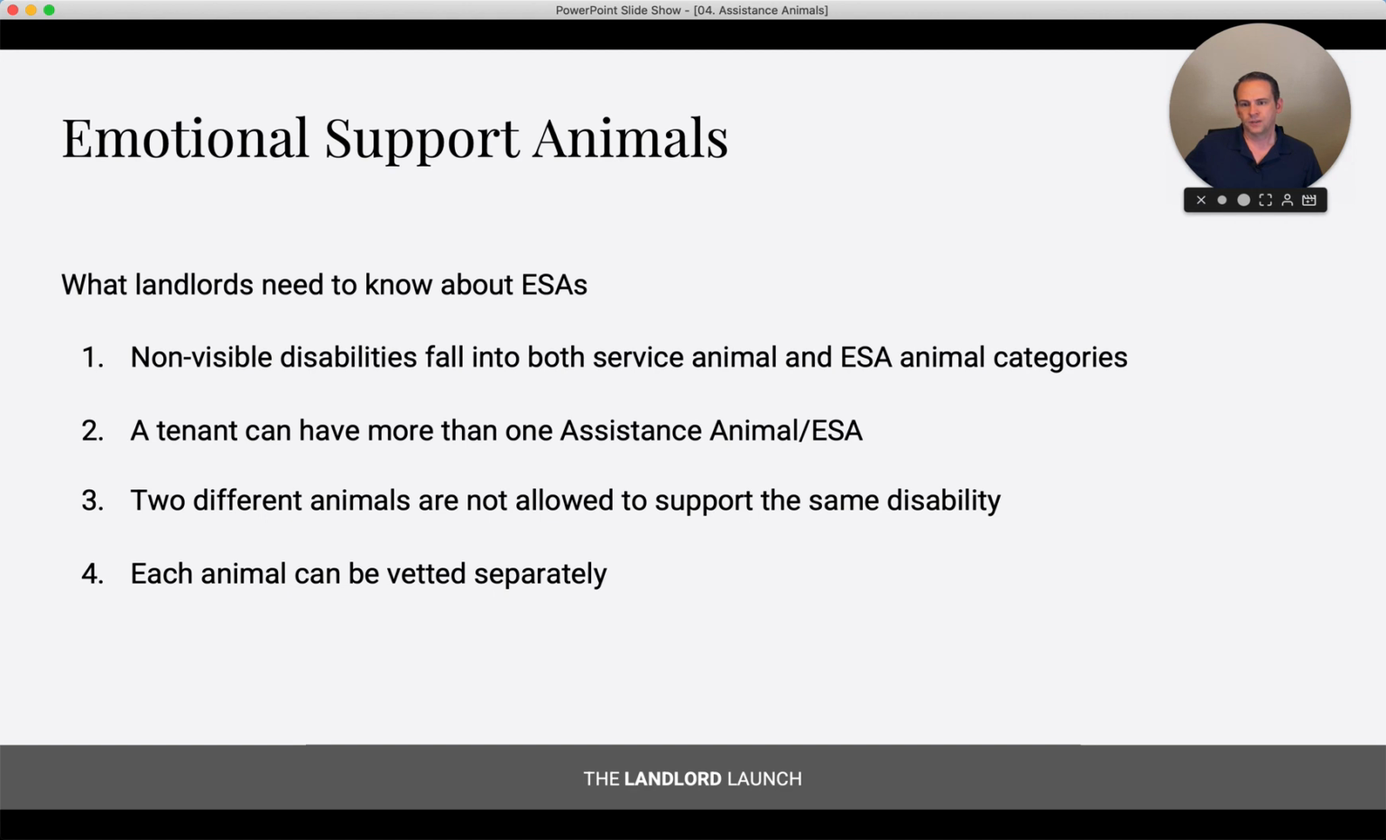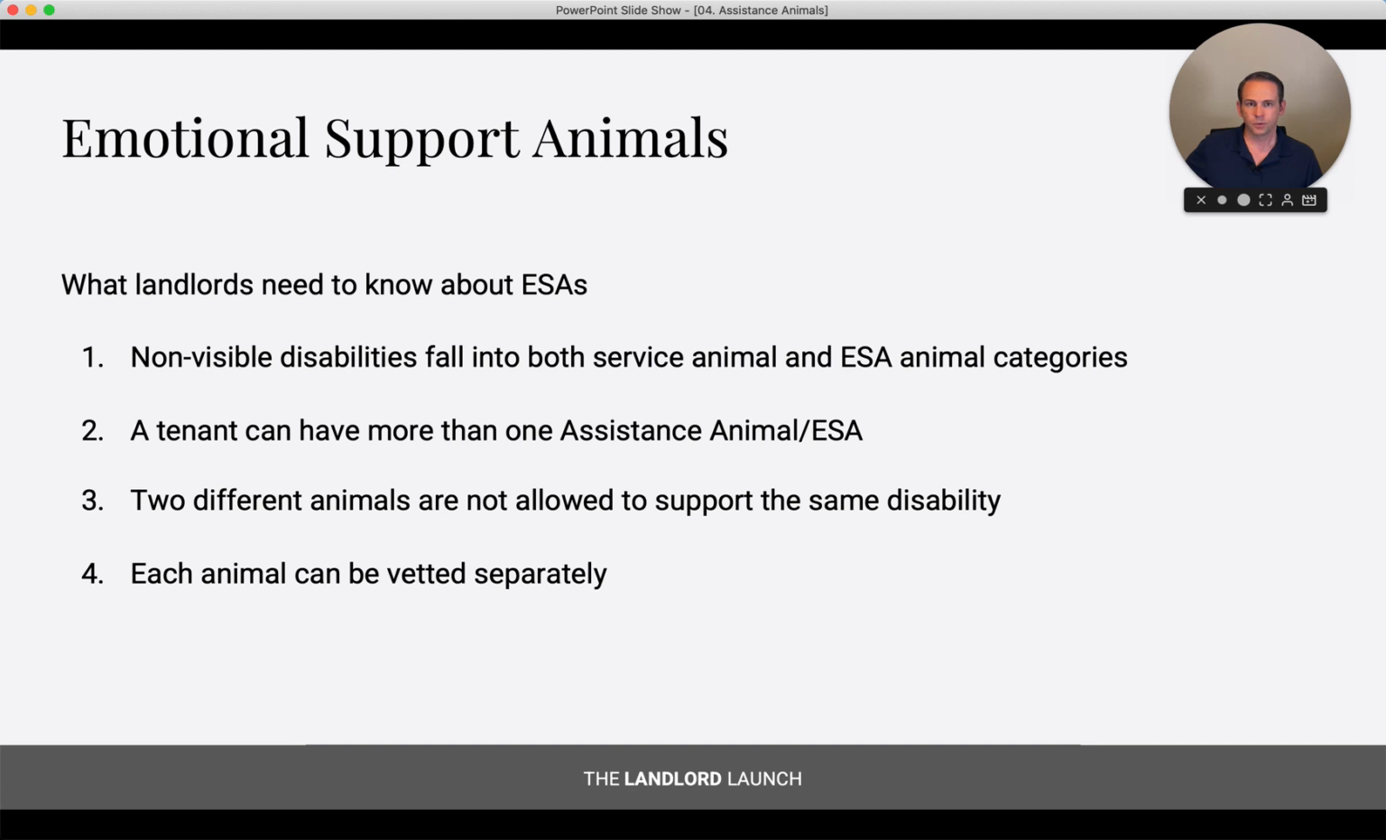Now, non-visible disabilities can affect both the service animal side and the ESA animal categories. So when that happens, you do have the right to ask those questions that we talked about earlier. Is this animal going to meet a need? And then you can ask for that documentation as well on the non-visible stuff.